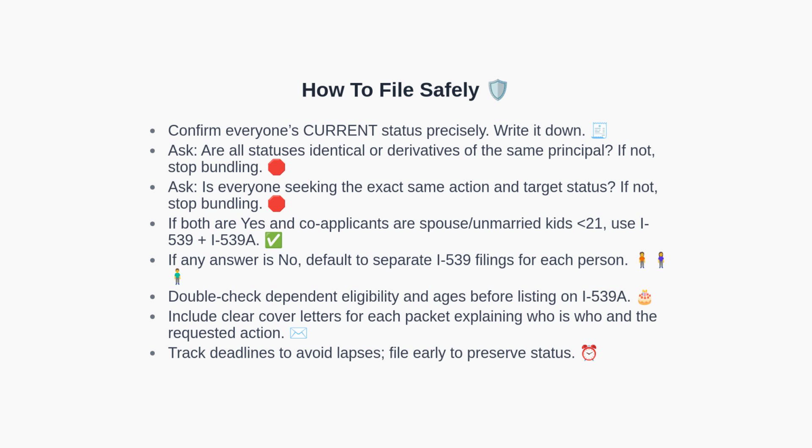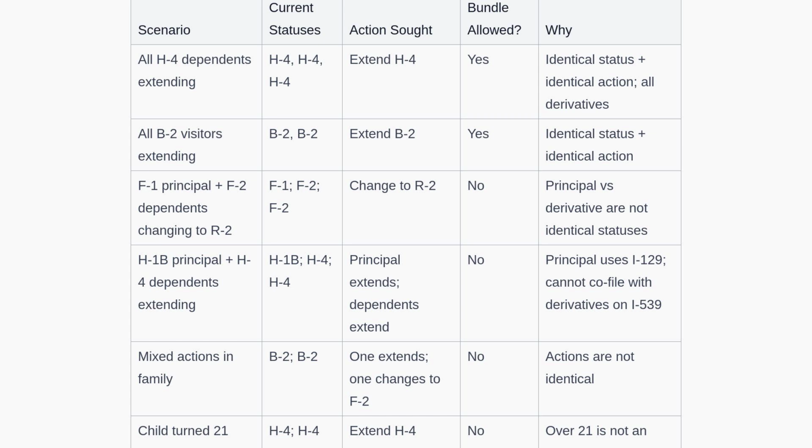Sixth, verify each dependent's eligibility and age before listing them on I-539A. Seventh, include clear cover letters so adjudicators can quickly understand the request and family relationships. Finally, monitor expiration dates and file early to prevent lapses of status. This table illustrates common scenarios.